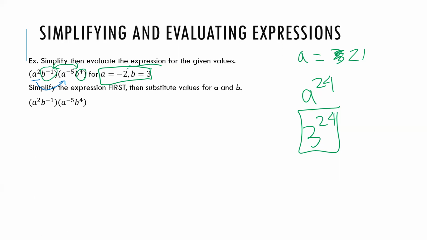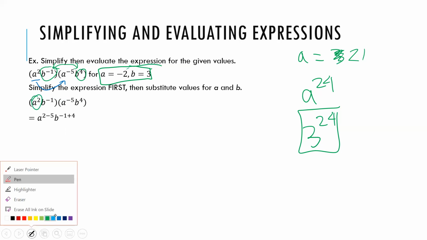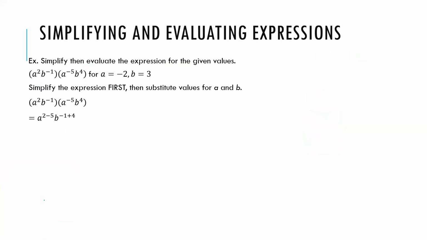So first step is you're going to be multiplying the powers that have the same base. So I'm going to be multiplying the a squared. Let's multiply a squared times a to the power negative 5. And that means I simply add the exponents. And then I'm going to multiply the b to the power negative 1 times b to the power 4, which means I add the exponents. So I end up getting negative 1 plus 4. So I end up getting a to the power negative 3 times b to the power of positive 3.